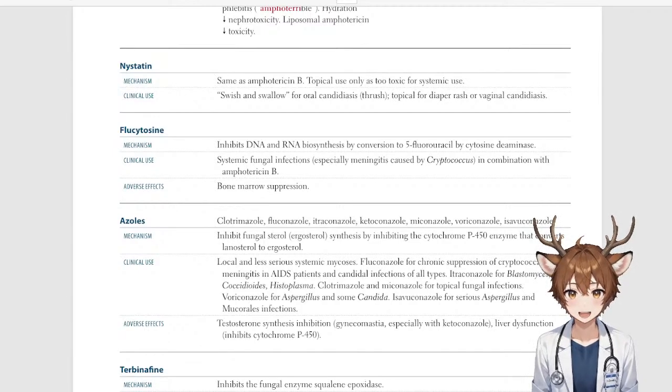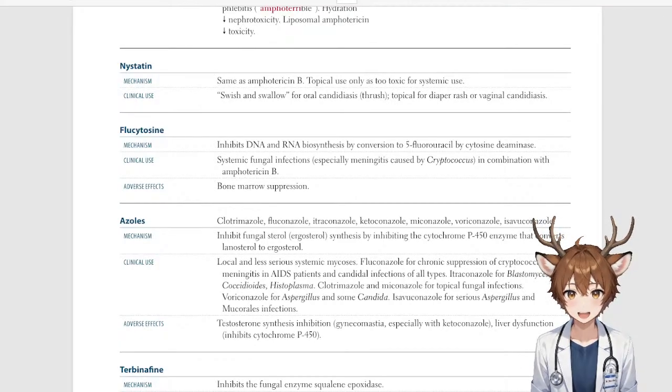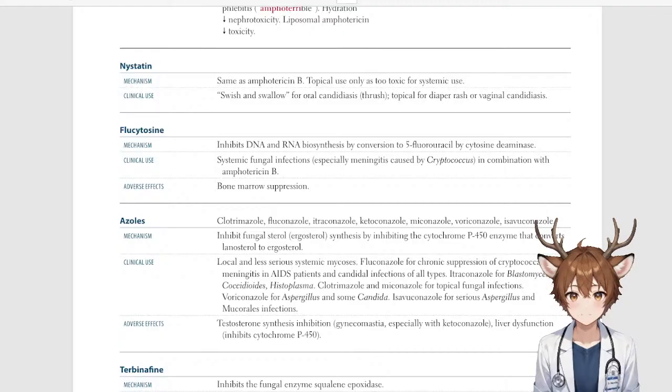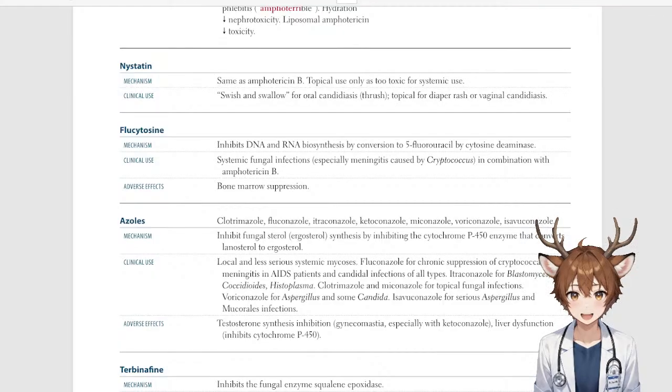What about flucytosine? Flucytosine's mechanism: it inhibits DNA and RNA biosynthesis by conversion to 5-fluorouracil by cytosine deaminase. The clinical use is systemic fungal infections, especially meningitis caused by Cryptococcus, in combination with amphotericin B. It can cause myelosuppression.